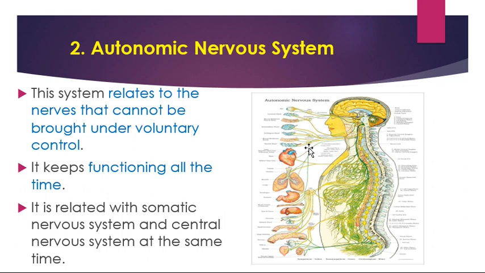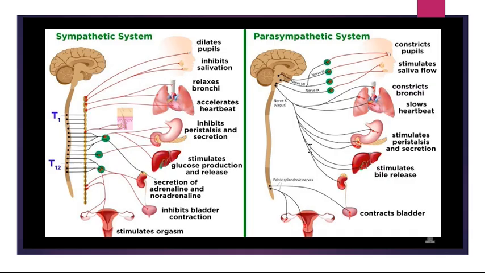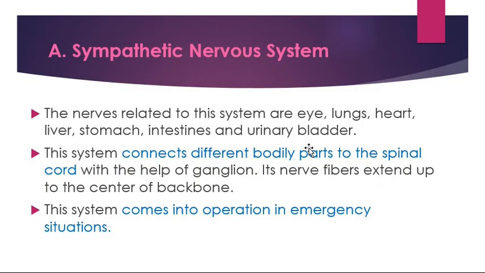The autonomic nervous system is affected in emergency situations and the emotional uplifts of the body. This system is divided into two parts: the sympathetic nervous system and the parasympathetic nervous system. I'll come to this diagram later on. Let's have an overview. The sympathetic nervous system is called sympathetic because it sustains the basic activities necessary for the survival of the body and for the survival of life.